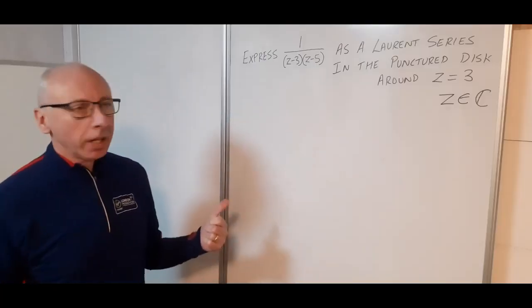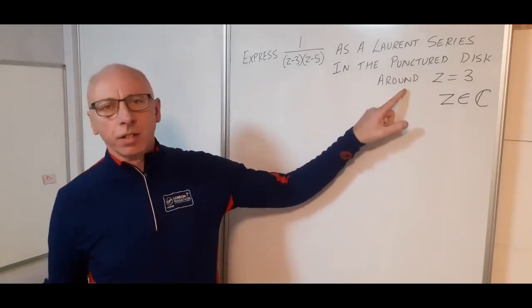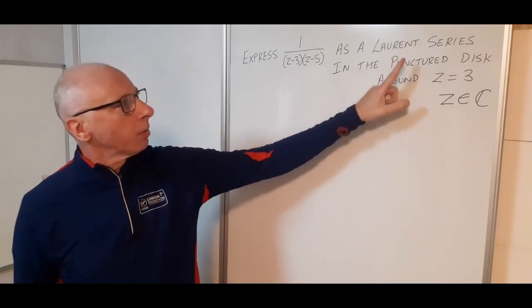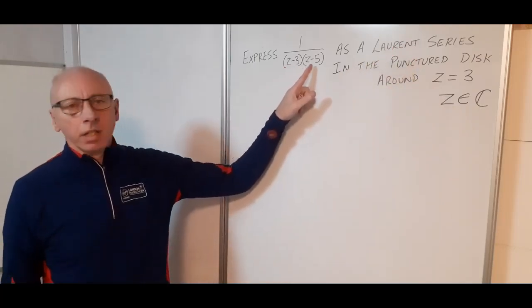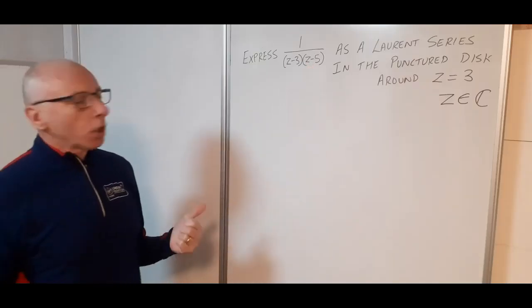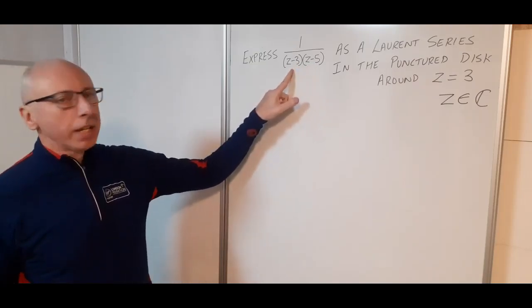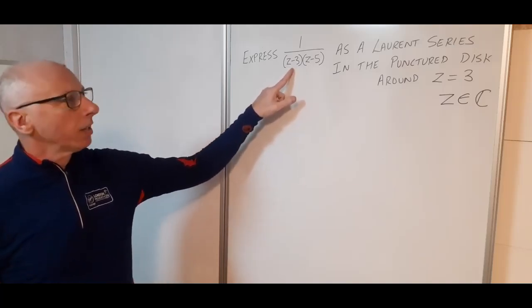So in this video, we're going to find the Laurent series in a punctured disk centered around z equals 3, obviously where z is a complex number as we're into Laurent series, for 1 over (z minus 3)(z minus 5). So a couple of ways we could go about this, but the way I would start here is to do a change of variable and let w equal z minus 3.